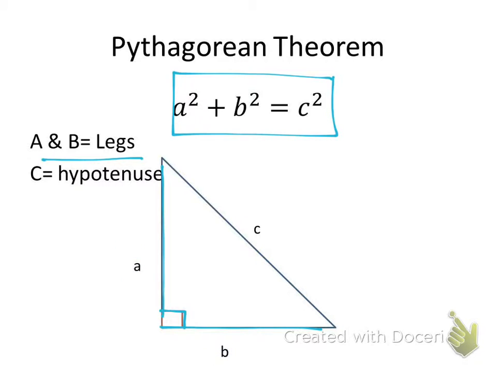However, our hypotenuse. The hypotenuse is the longest side of a right triangle. That is C. The hypotenuse always has to be in the equation on the one side by itself. It can never be interchanged with A or B. Never. A and B have to be on one side, and C has to be on the other. They'll give us certain side lengths, and they'll say, find the missing one. That's what you use the Pythagorean theorem for. And again, it only works for right triangles.